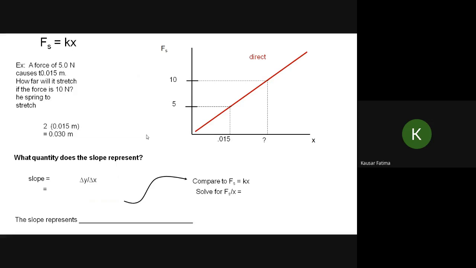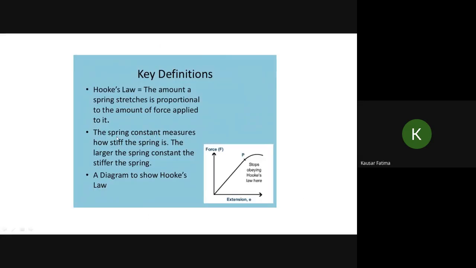Okay, so slope is change in y-axis over change in x-axis. So F is equal to kx and k is equal to F over x, and that slope represents the spring constant. Now Hooke's law says the amount a spring stretches is proportional to the force; this is a key definition. And this is the diagram when the spring crosses the limit. Here it has become curved.